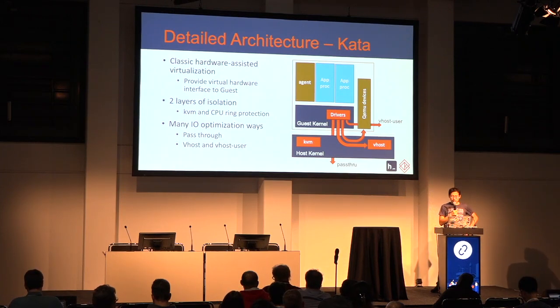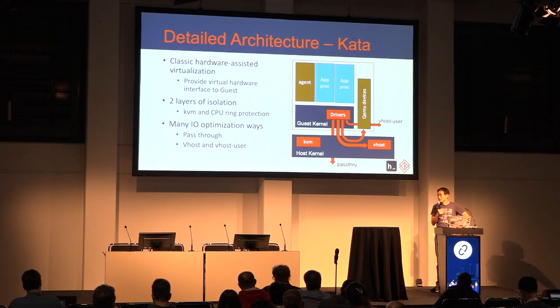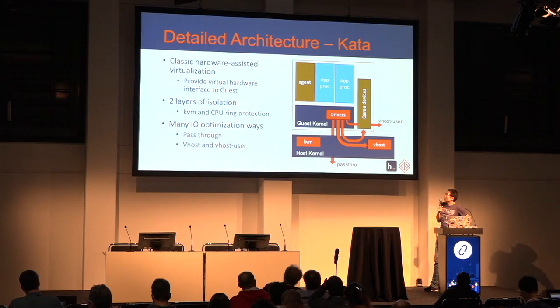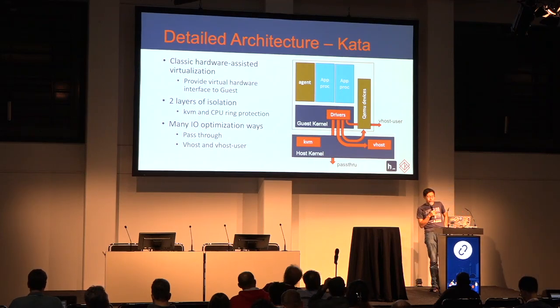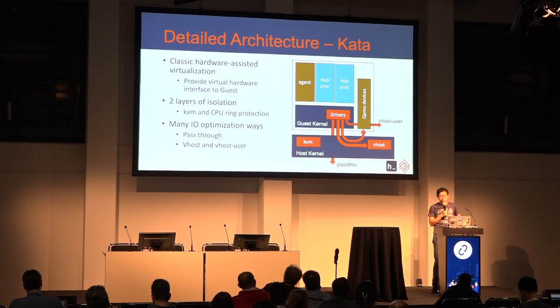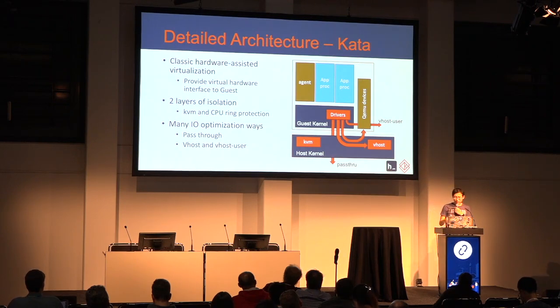Especially for the I/O, because it is hardware assisted virtualization, we can use all the existing virtualization technologies, such as pass-through of the hardware, and use vhost, and vhost-user to use DPDK for high performance networking, and also we can use the classic QEMU device model. And I think almost everyone is pretty familiar with this architecture.